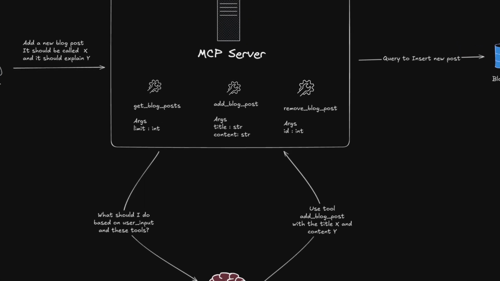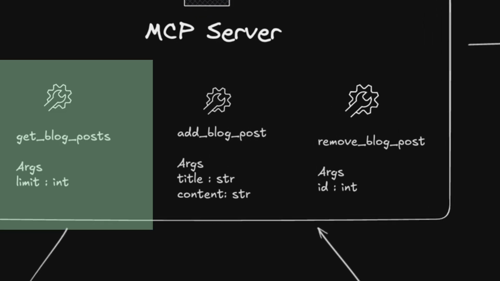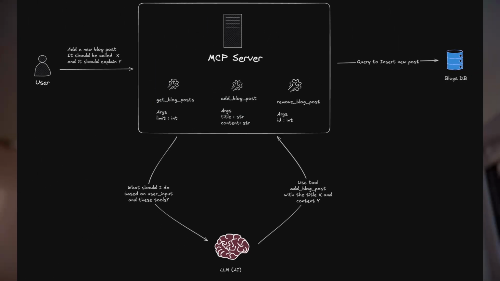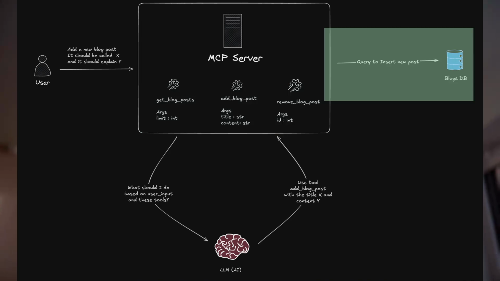And we want to execute some actions, like we want to list the blog posts that are in this database, or also we want to add a new blog post or remove one. In this case, the MCP server will define different tools in order to execute these actions.